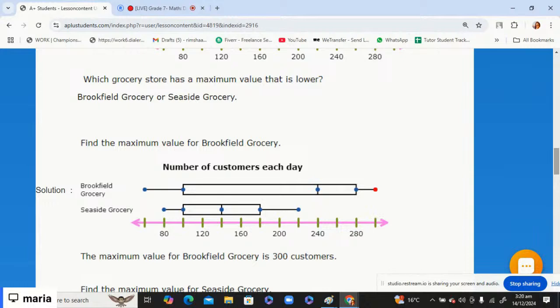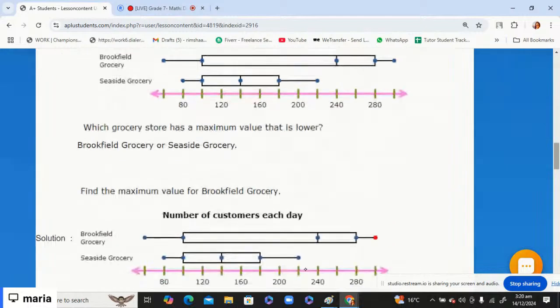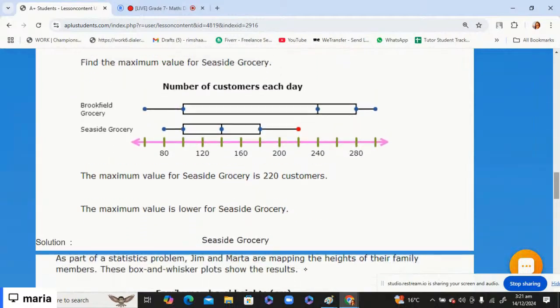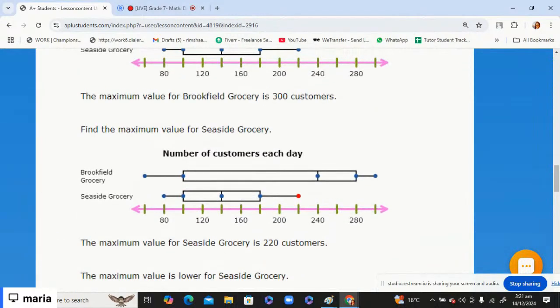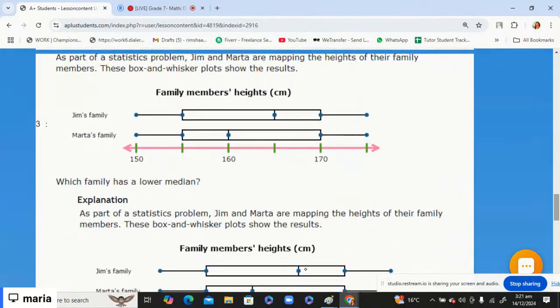This one. The maximum value for the Brookfield, look at here, the ending point lies over 280 and then it's 300. Now for this it is 220. So the maximum point for this is 220. So we can say that it's 300 and it's 220. So maximum value is lower for Seaside Grocery, that is 220 customers. Okay.